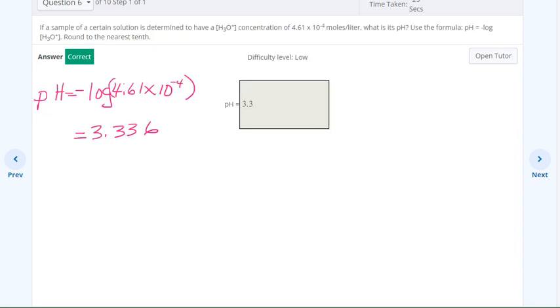We did one like this earlier as well. pH is negative log, and then you're just going to put this in there carefully again using the negative key, then close the parenthesis. I get this, round to 1 decimal place, so you look to the hundredths. It's a 3, so you're going to drop it, and there's your answer.